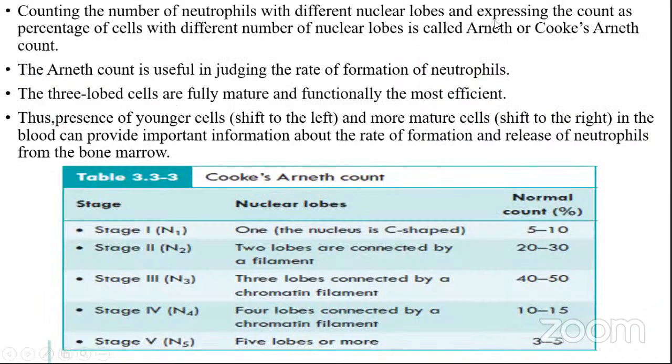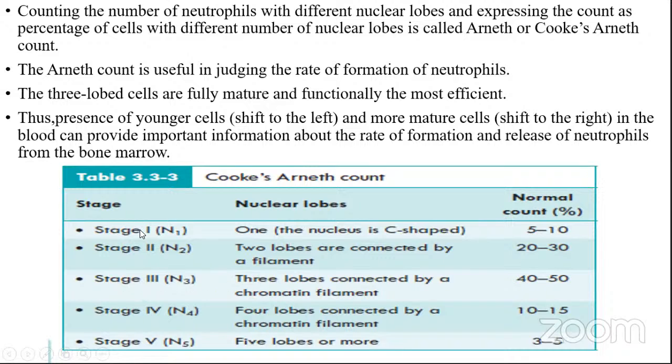It is multi-lobed. Something you should know about is the Arneth count. This question was asked recently. The Arneth count is useful in judging the rate of formation of the neutrophils. The three-lobed cells are fully mature and functionally most efficient. So this was the question asked. Three lobes means it comes under stage 3.